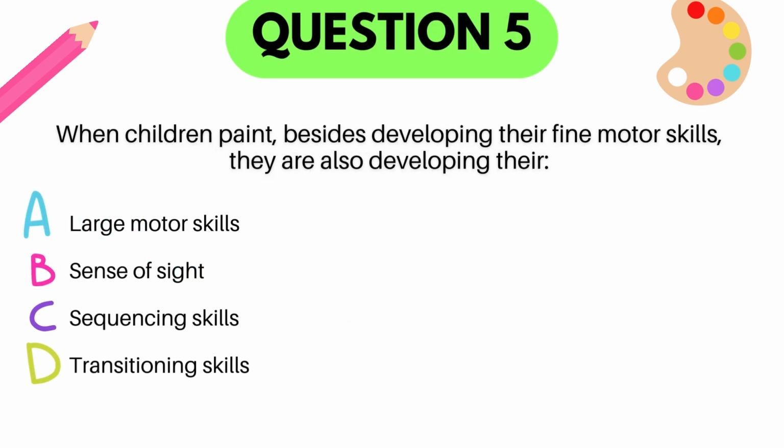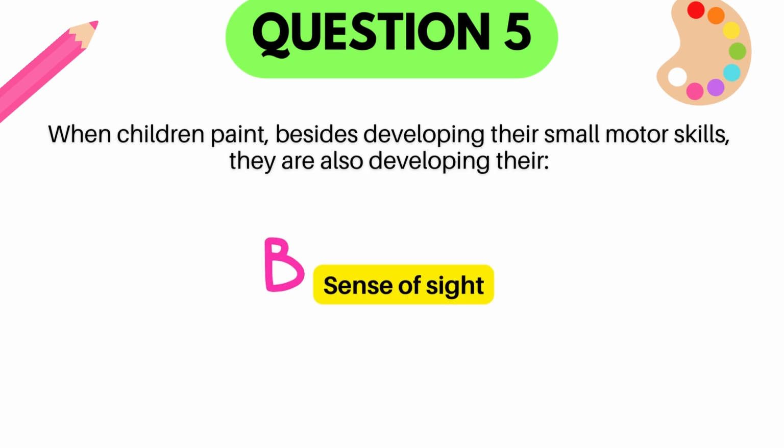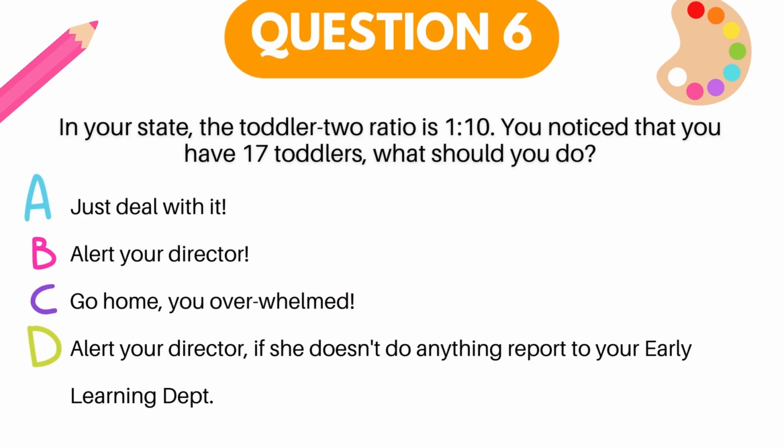When children paint, besides developing their fine motor skills, they're also developing their A, large motor skills; B, sense of sight; C, I'm going to have trouble saying this word, sequencing skills; D, transitional skills. Okay, that was a tongue twister. All right, so the answer is B, sense of sight.